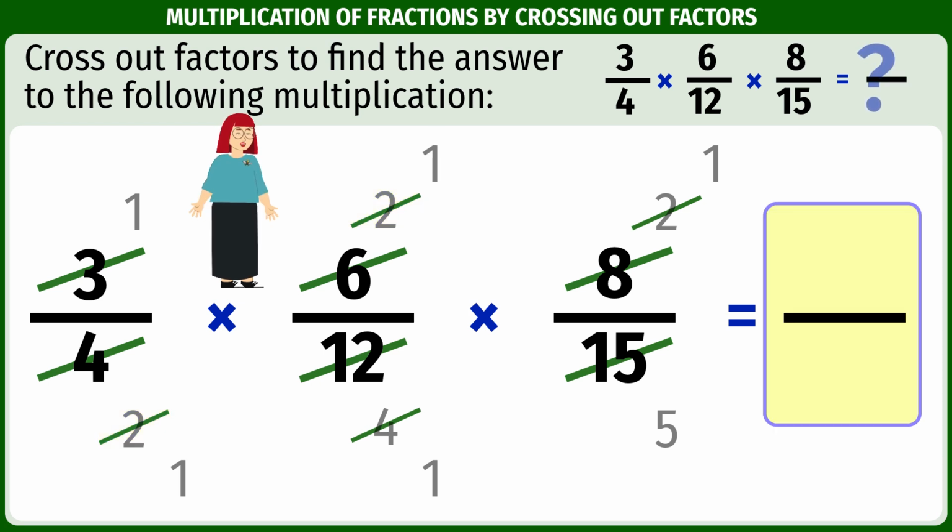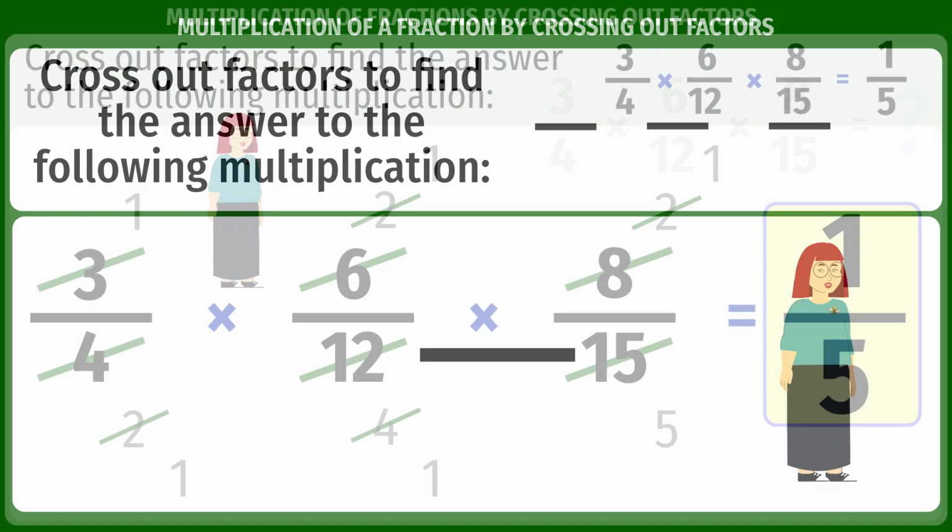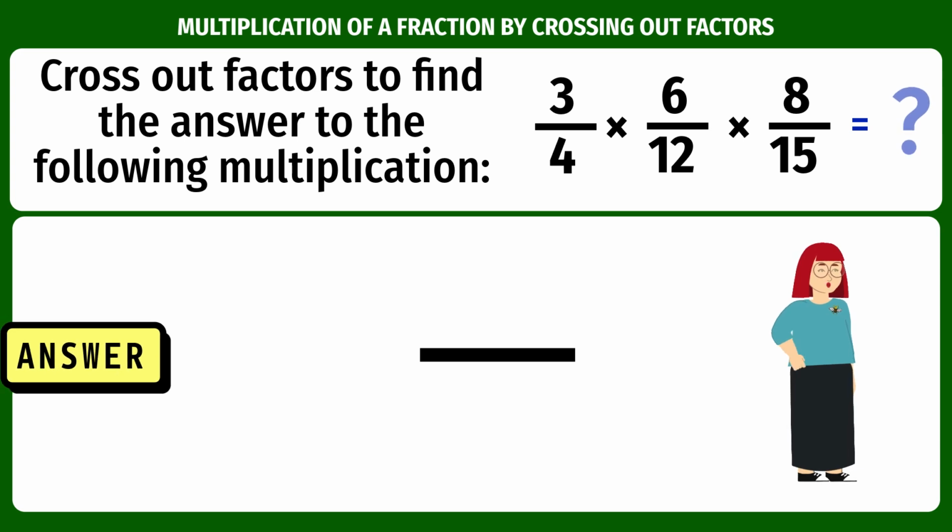Multiplying the numerators together, we get 1. Multiplying denominators together, we get 5. 1 by 5. The answer is 1 by 5.